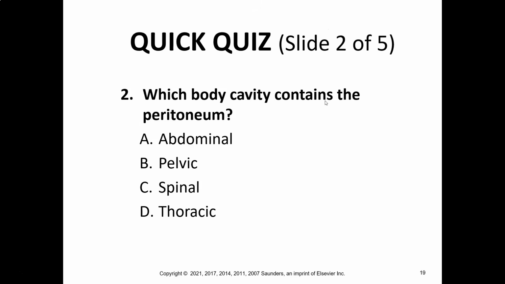Which body cavity contains the peritoneum? Where do you think the peritoneum is? Okay, is that going to be pelvic, spinal, thoracic? We'll go with abdominal.